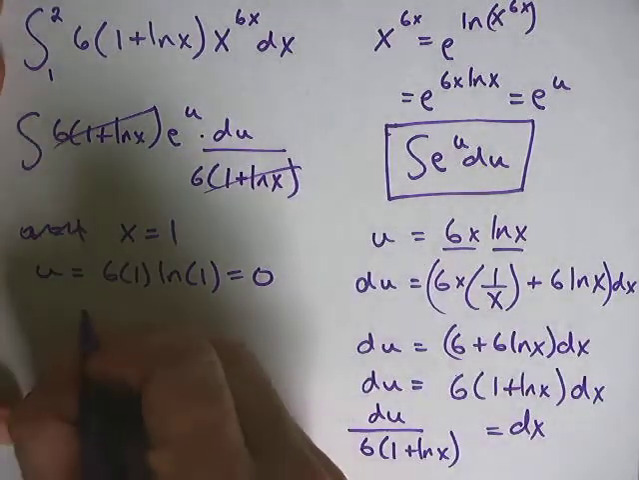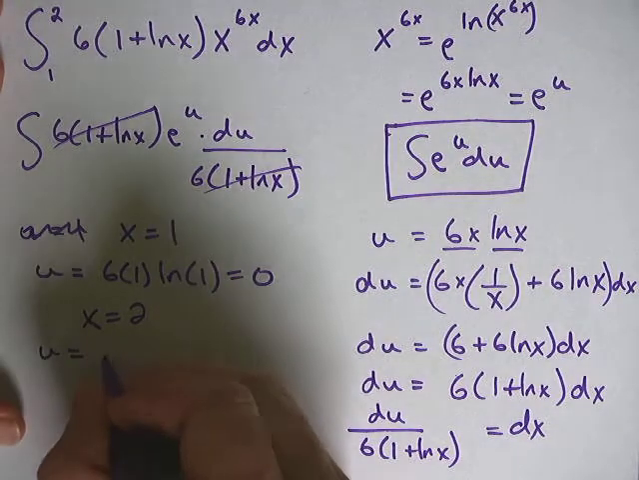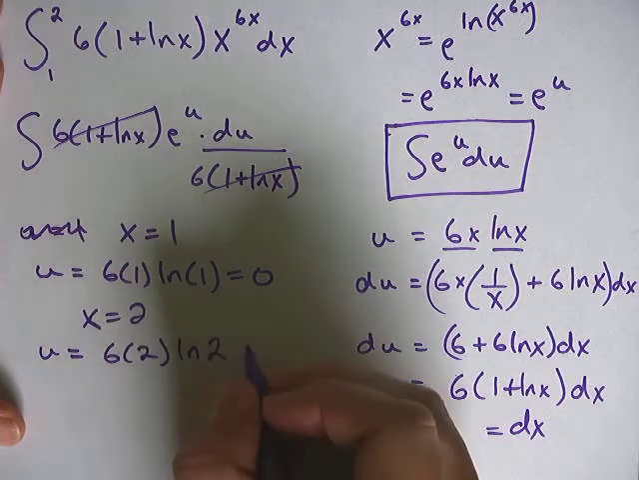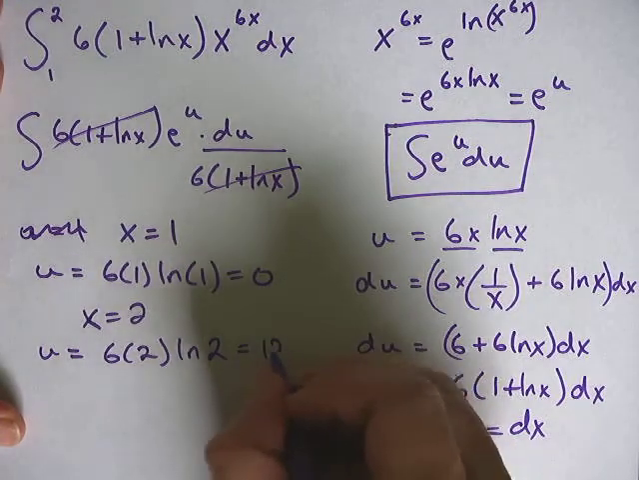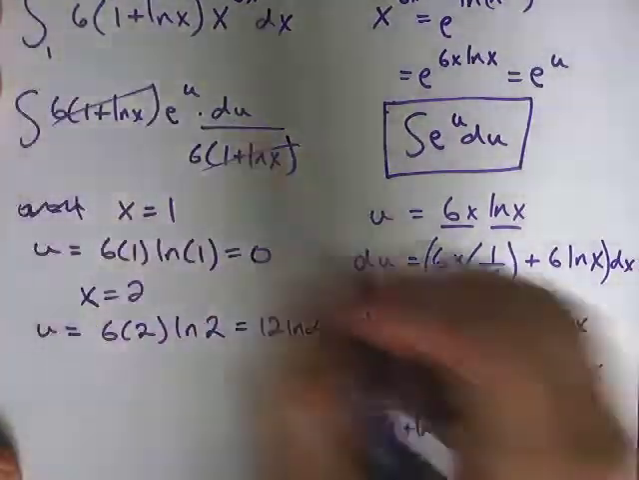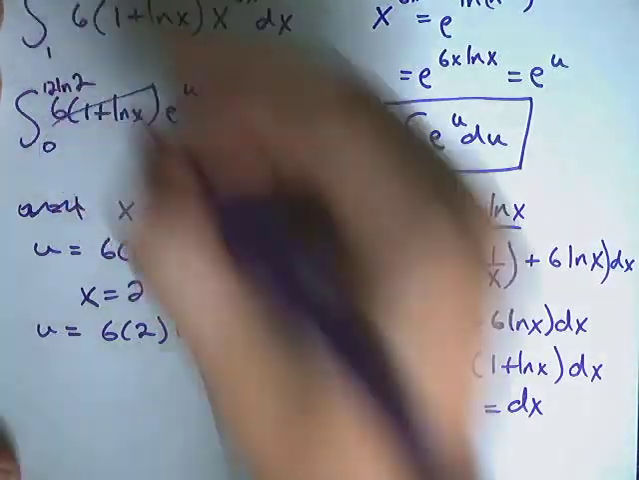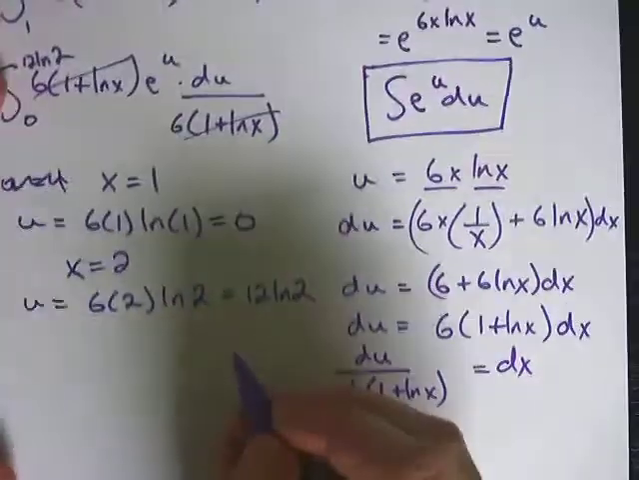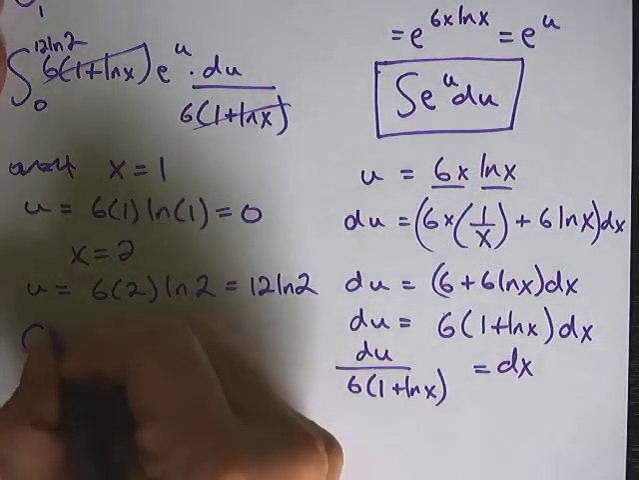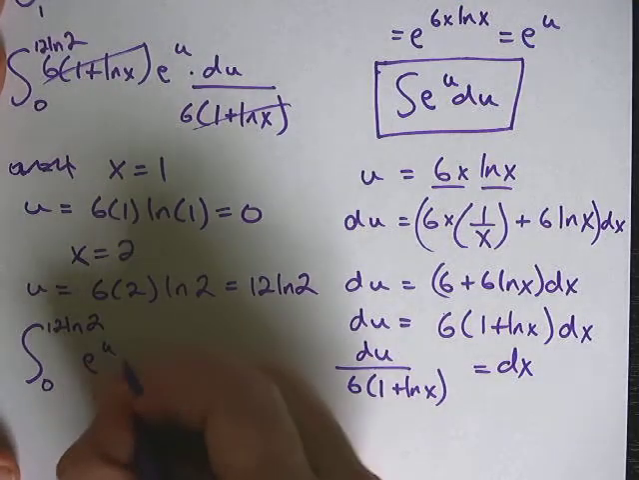And then when x is equal to 2, which is our upper limit that we started with, we get u equal to 6 times 2 times ln of 2, which ends up being 12 ln 2. Okay, so I can go ahead and write my limits right here. Let's just pretend I wrote that originally. We cancel out this stuff, and we are left with the integral from 0 to 12 ln 2 of e to the u du.